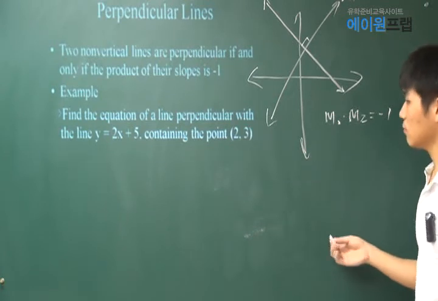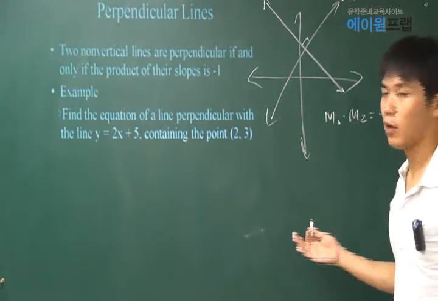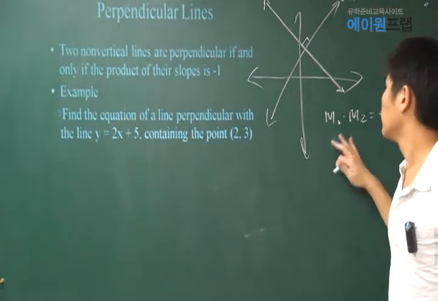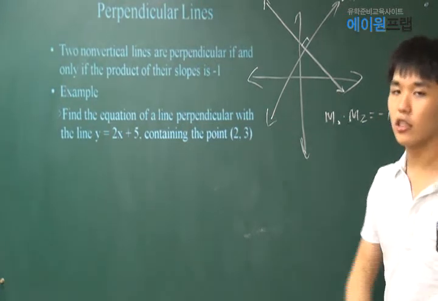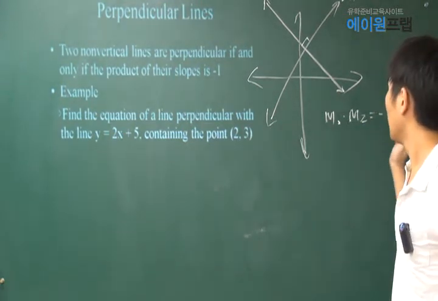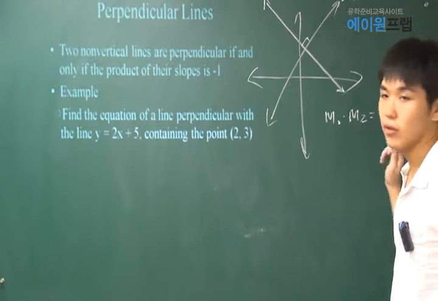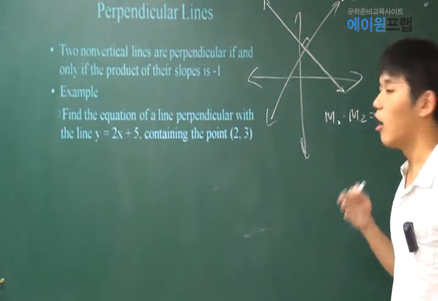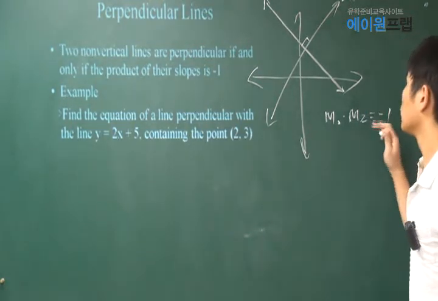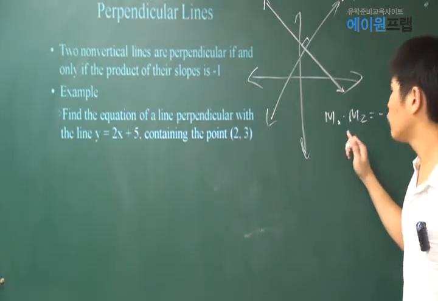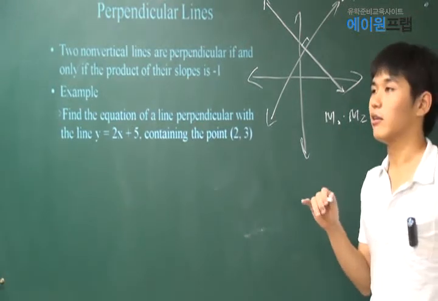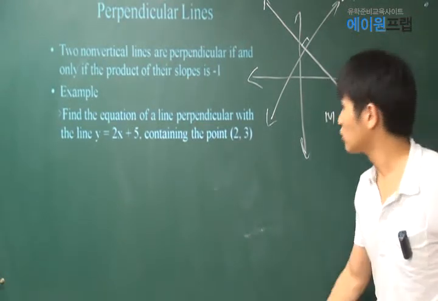Now, if you want a proof, you can look it up online. I'm not going to go over the proof. However, in any case, perpendicular lines will always have a product equal to -1. Often, we might say that the slope of the second line is the negative reciprocal of the first line. So let's go through an example.